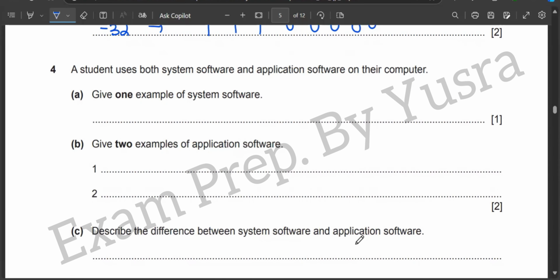A student uses both system software and application software on the computer. Give one example of system software. There are two system softwares. First is the operating system, and the next is the utility software. So we can write any one from these.